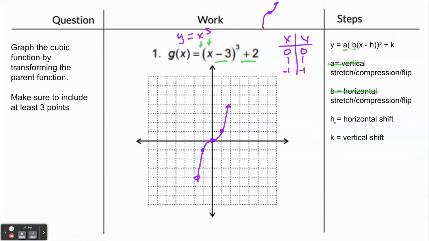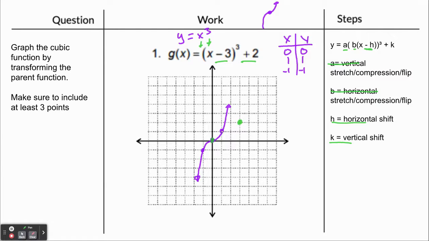So if we look at the h value, it's subtracting by 3, so I'm going to start with the turning point here. We're going to move it 3 to the right because it's minus h here. Then I have a k value of plus 2, so it's going to go 3 to the right and then 2 up. So basically, my turning point is now going to be at (3, 2).